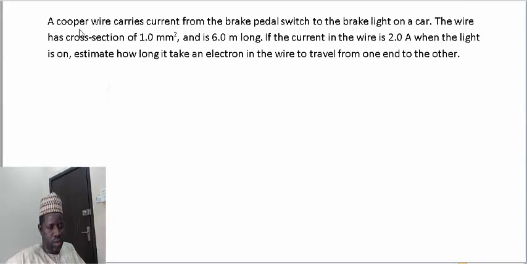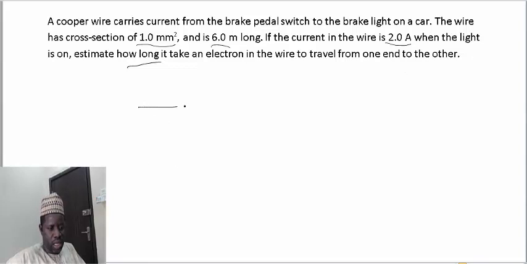Here is another question which also involves a copper wire. It carries some current, and the cross-sectional area of the wire is 1 millimeter square. The length of the wire is 6 meters, and it is carrying a current of 2 ampere. The question is to estimate the time it will take an electron to move from one end of the wire to the other end.